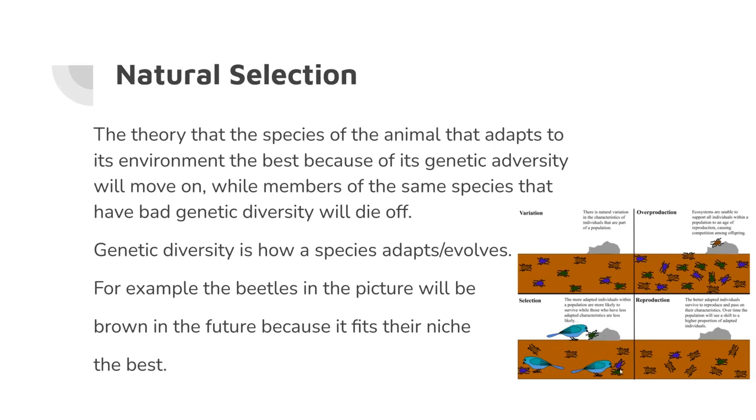So, the green and blue beetles are able to be seen more easily by the birds, and the brown beetles blend in with the environment. So, the brown beetles are able to reproduce more and are able to fit their niche the best. So, this is natural selection.